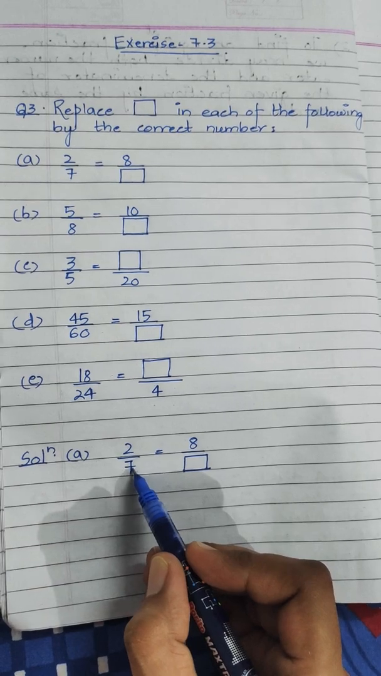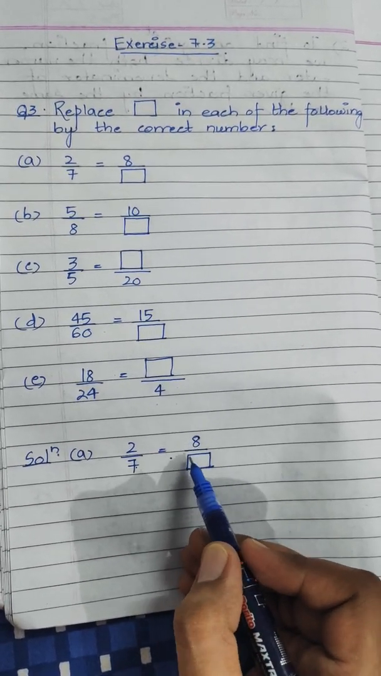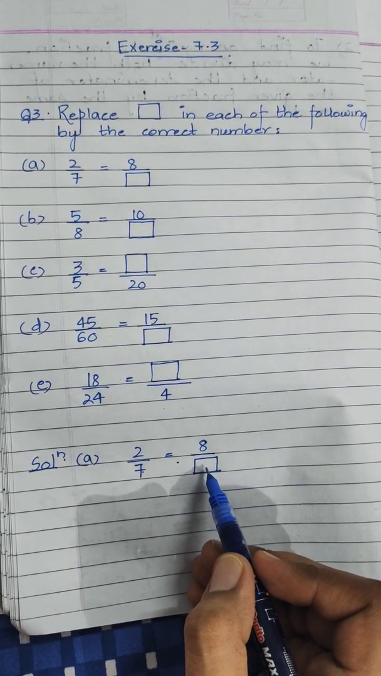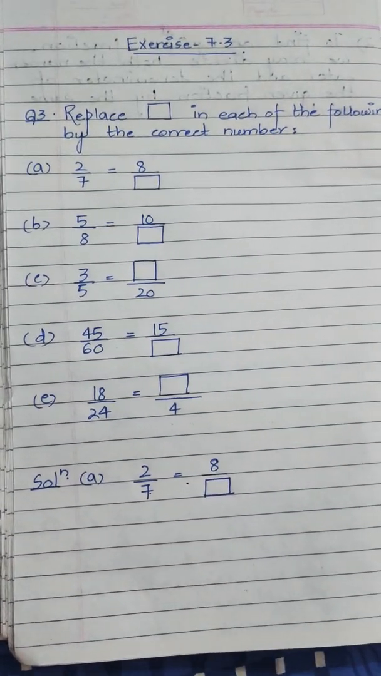First is 2 upon 7, there is an equals to sign. Then next is 8 upon, and then they have given a blank box. What we have to do is find out the value that can be written in this box. How we are going to do that, let's see.